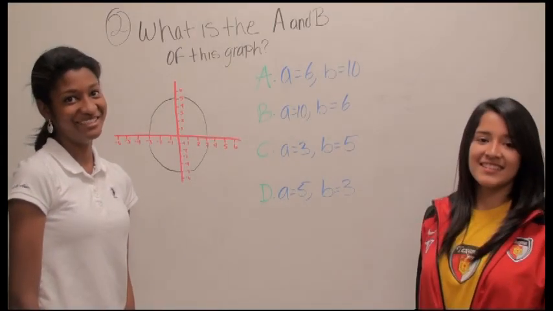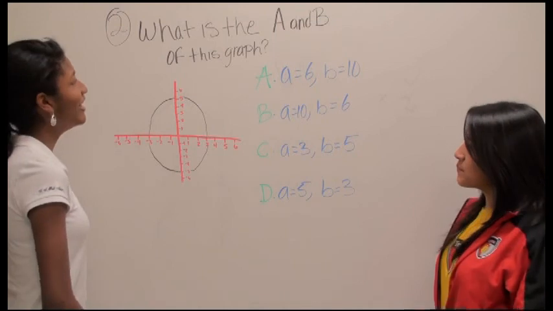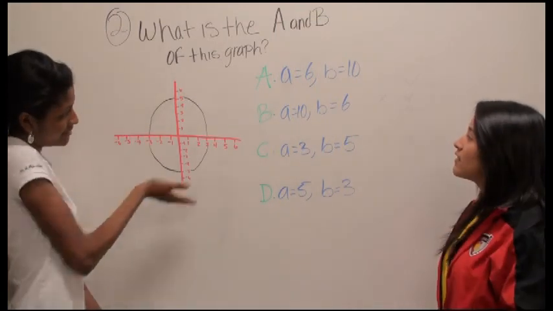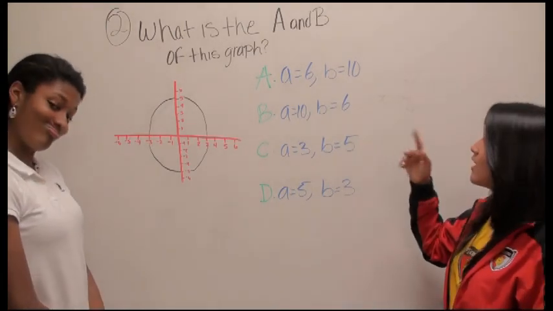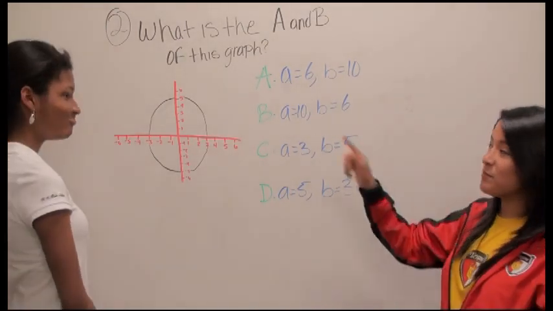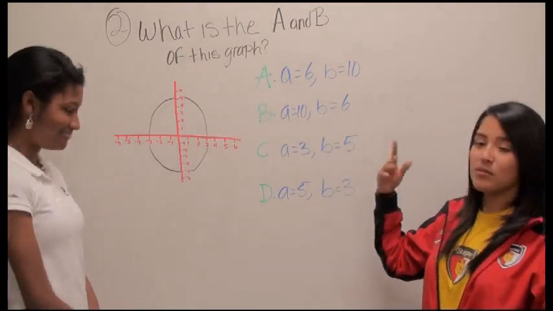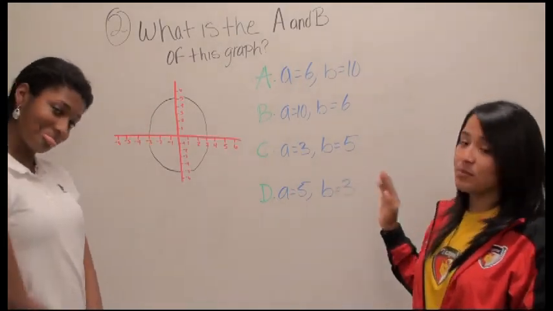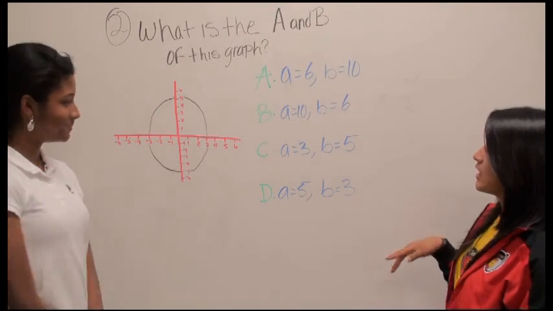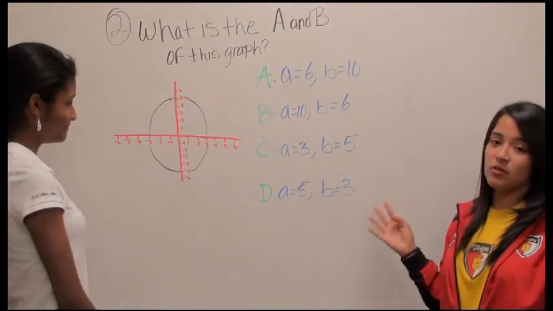Alright, question number 2. What is the A and B of this graph? Is it A, A equals 6 and B equals 10? B, A equals 10, B equals 6? C, A equals 3 and B equals 5? Or D, A equals 5 and B equals 3?